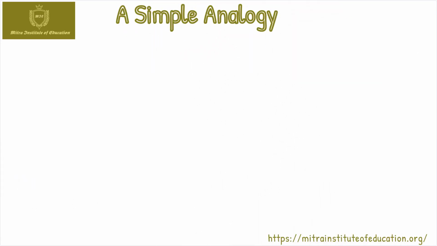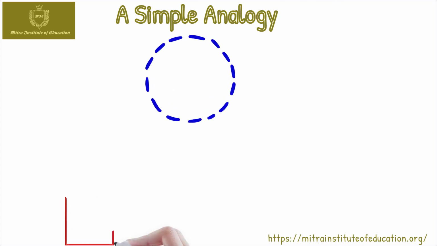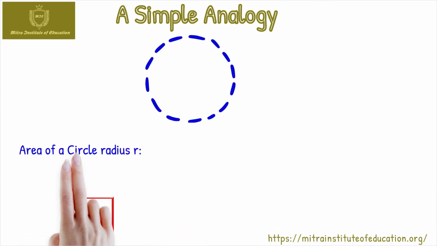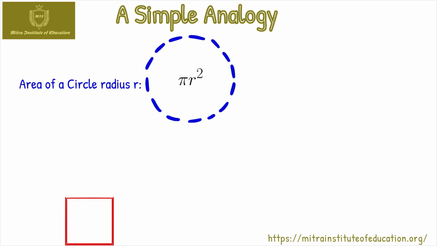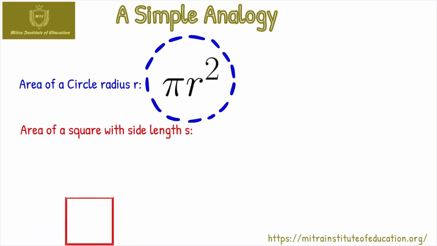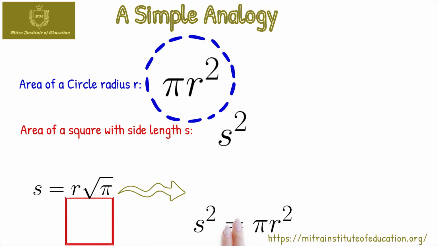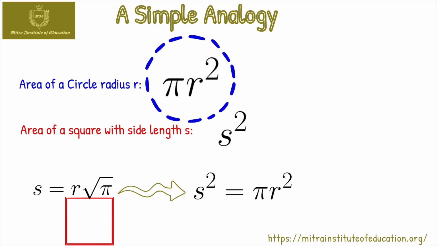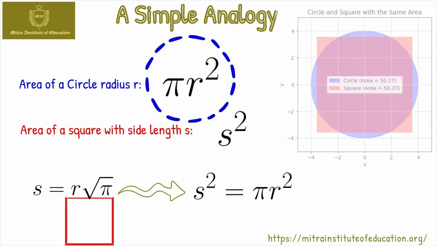Let's use a simple analogy to clarify the difference. Think about finding the area of a shape. The area of a circle is given by pi times r squared. Meanwhile, the area of a square is s squared, where s is the side length. Now, if a circle and a square happen to have the same area, does that mean their formulas are the same? Of course not. They're just two different ways to arrive at the same result. For example, the area of a square, with a side length s equal to r times the square root of pi, is exactly the same as pi times r squared.